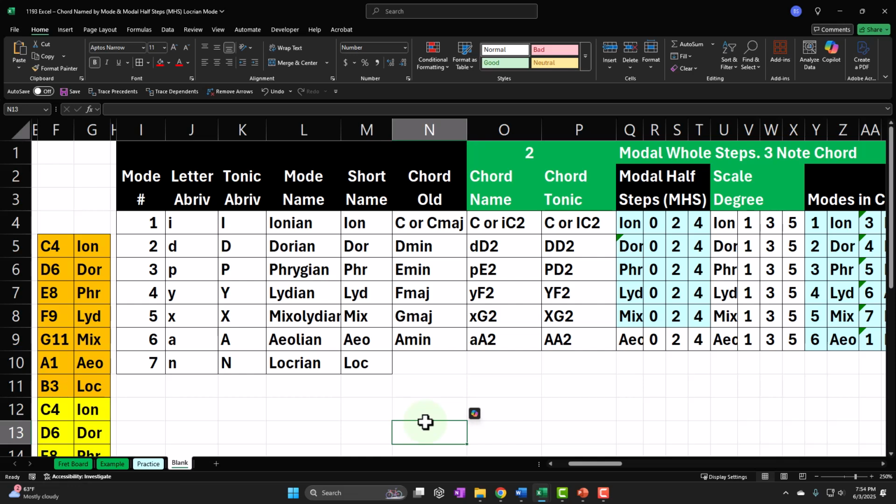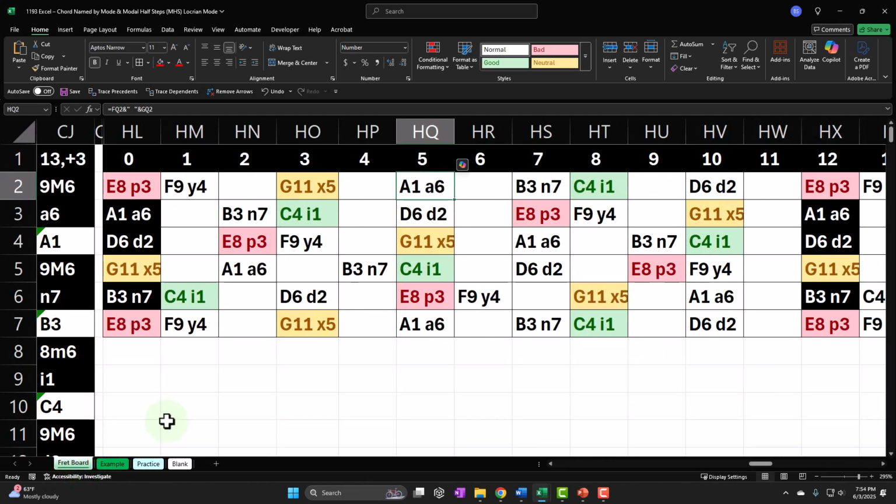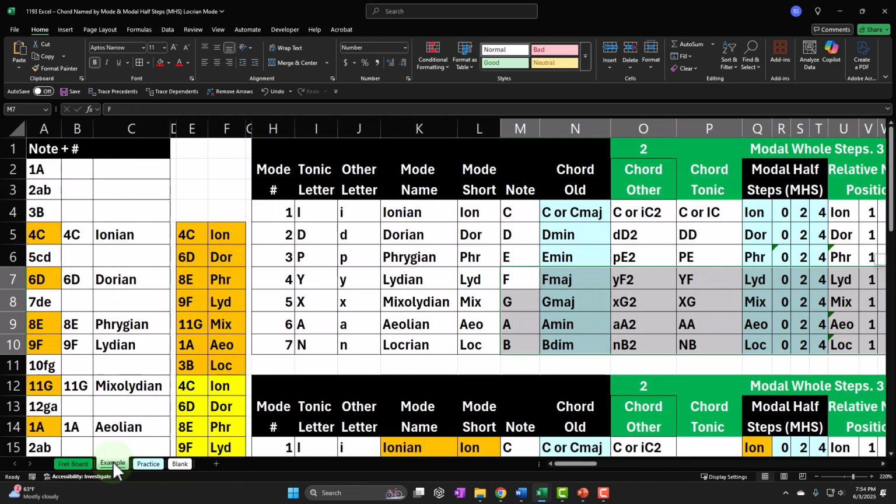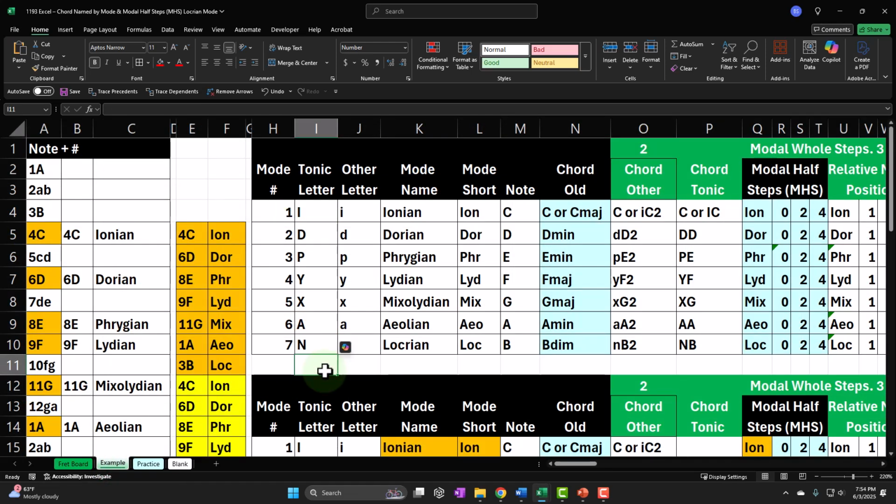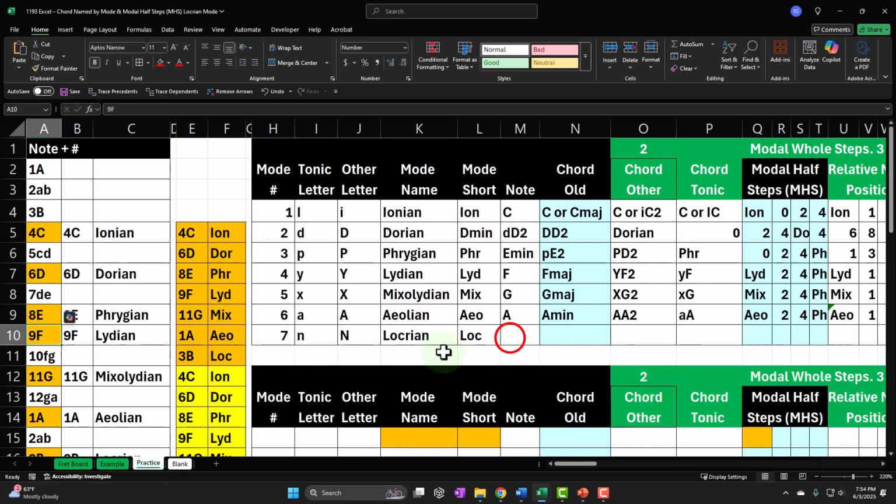If you do have access to this workbook though, there are 4 tabs down below: fretboard, example, practice, and blank. The fretboard tab has a simulated fretboard that we will refer back to. The example tab has the finished product, in essence, the answer key. The practice tab has pre-formatted cells, so you can practice the practice problem with less Excel formatting.